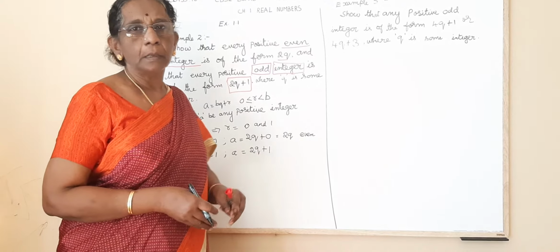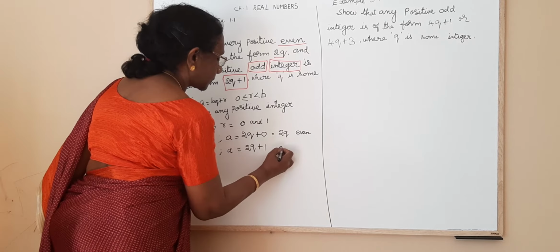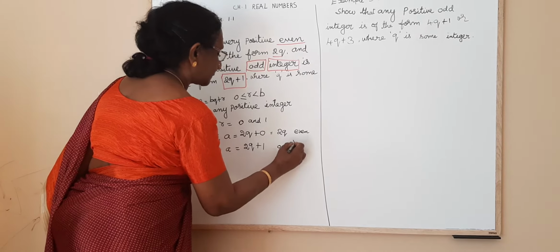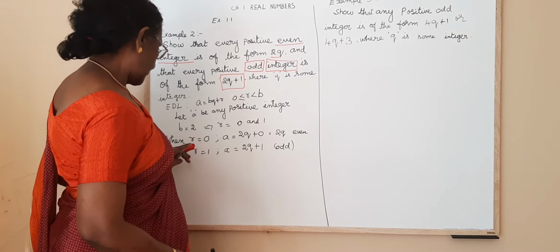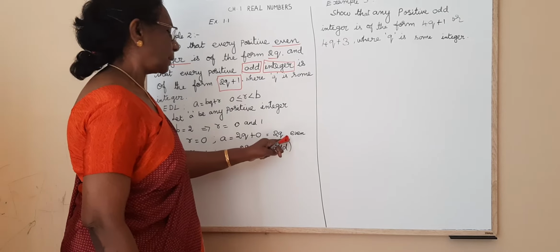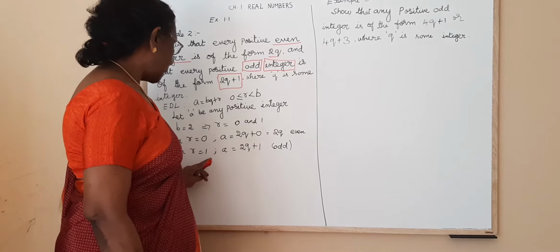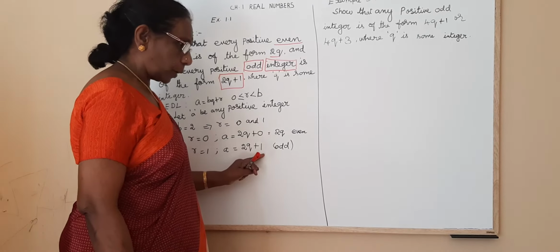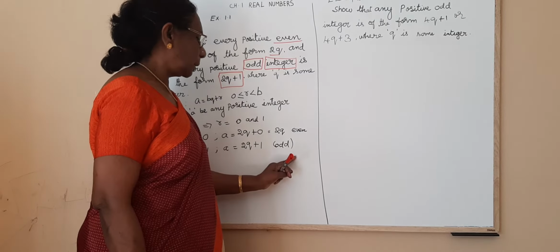6 is even, 7 is odd. Isn't it? So 2q plus 1 is odd. Have you understood now? So here, when r is equal to 0, a is equal to 2q plus 0, that is, it's a multiple of two, an even number. When r is equal to 1, a is equal to 2q plus 1. Even number plus 1 is an odd number.